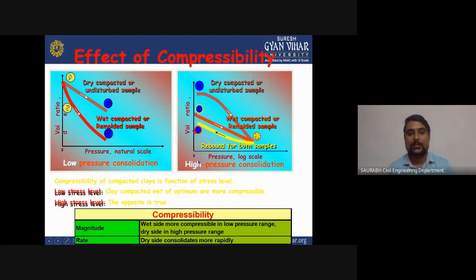Now we can see here the effect of compressibility due to the pressure which we use during the compaction and its magnitude. Wet side is more compressible in the low pressure range, dry side in the high pressure range. And what will be the rate? Dry side consolidation will be more rapid. As you can see, these are the two graphs which are showing the relation between pressure on a natural scale and void ratio. This one is for the low pressure consolidation, and this one is for the high pressure consolidation.